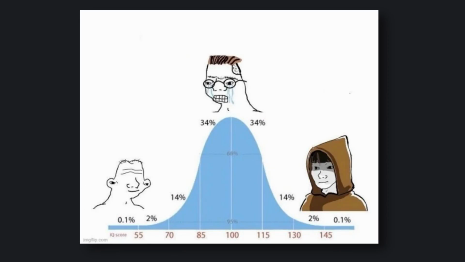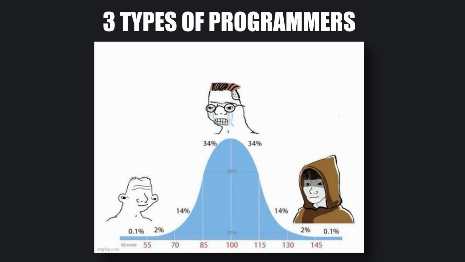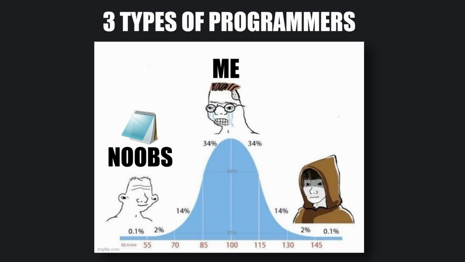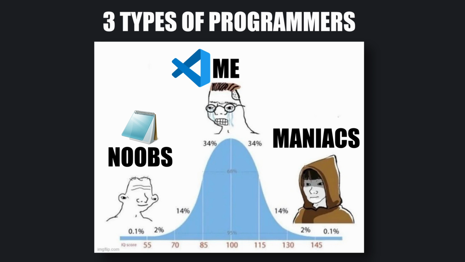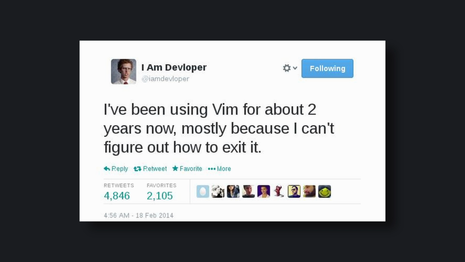There are three types of programmers in this world. The first one is noobs, who are just starting to learn programming and use Notepad to write code. The second one is people like me who don't want to code, but need to do it to run their livelihoods. Such people like me use VSCode to write code. And the third one are maniacs, also known as 100x engineers, who enjoy coding and use Vim to code. And here, I can't even exit from Vim without searching for it on Google.